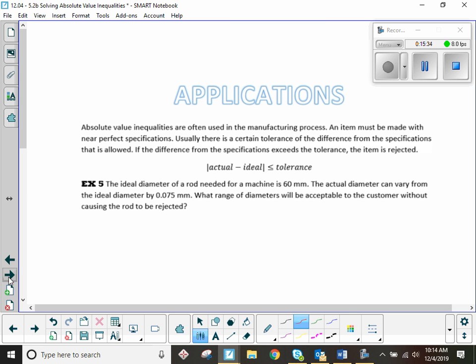And this example is like a machinery example. The ideal diameter of a rod needed for a machine is 60 millimeters. Millimeters, not very big. The actual diameter can vary by 0.075. What range of diameters will be acceptable to the customer without the rod being rejected? Do you ever watch those How Do They Make That shows? Sometimes you see them on the assembly line, they're keeping stuff and throwing stuff, because they're trained to know which one would not be acceptable. So they throw that out, they reject it.